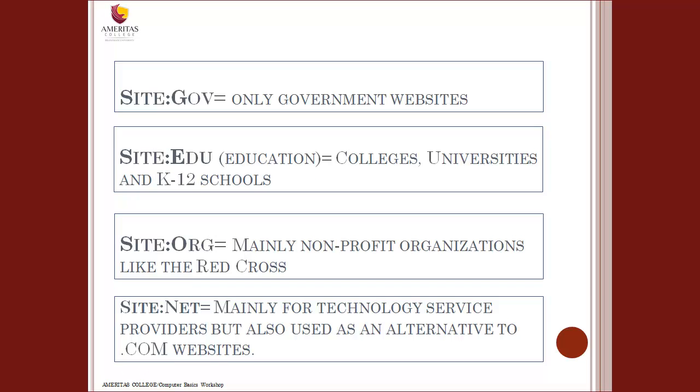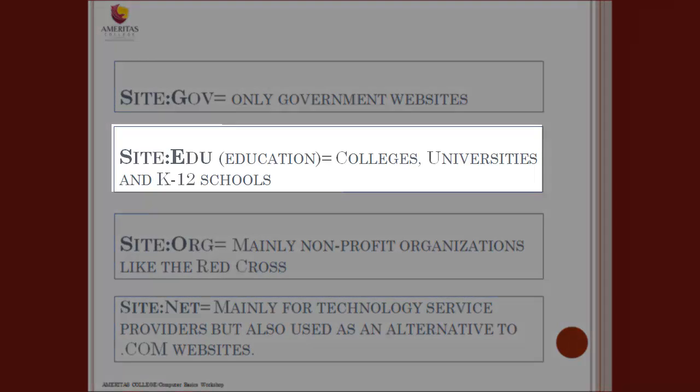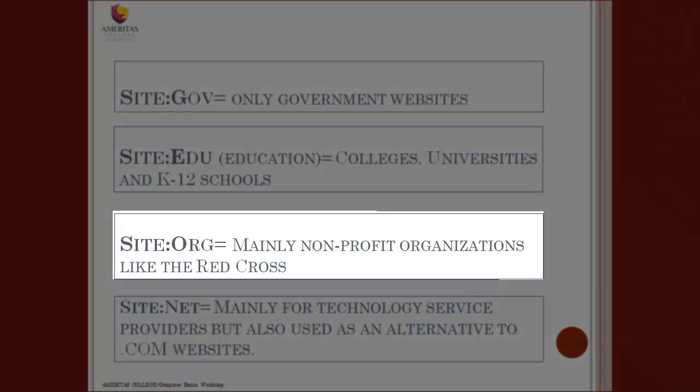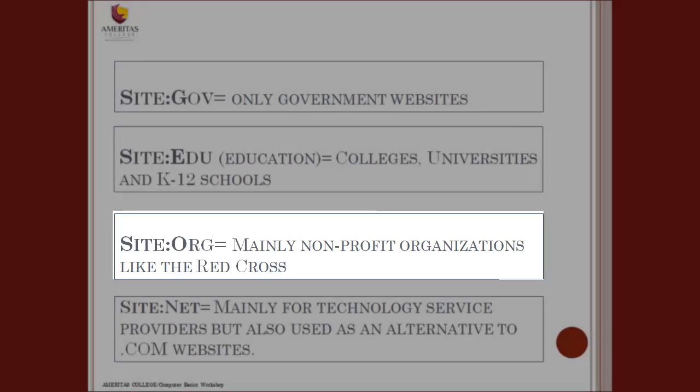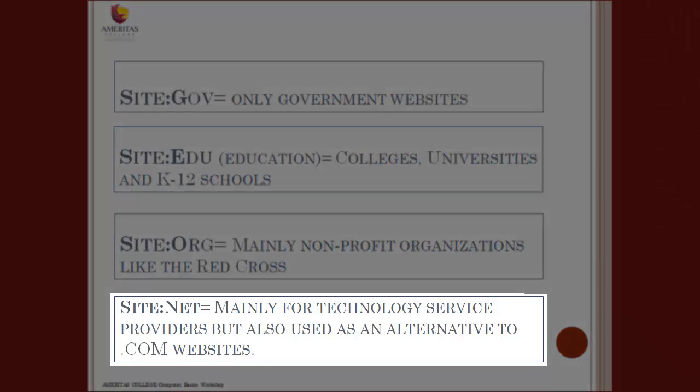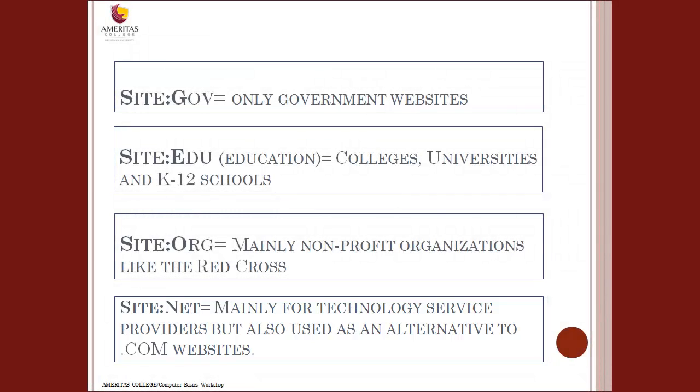Here are some other popular examples. Cite:/edu, or education. Colleges and universities will have this on their website. Cite:/org, mainly nonprofit and non-commercial websites. Organizations like the Red Cross will have this. Cite:/net, mainly meant for technology service providers, but is also used as an alternative to .com websites.